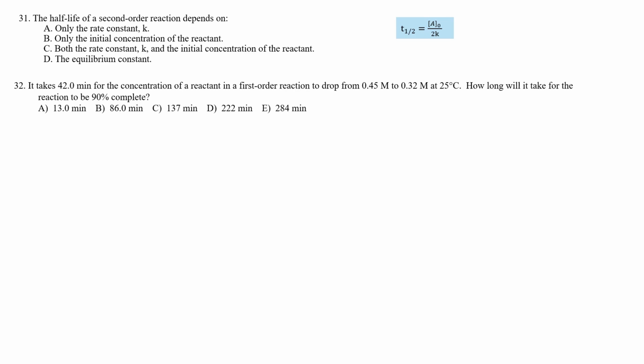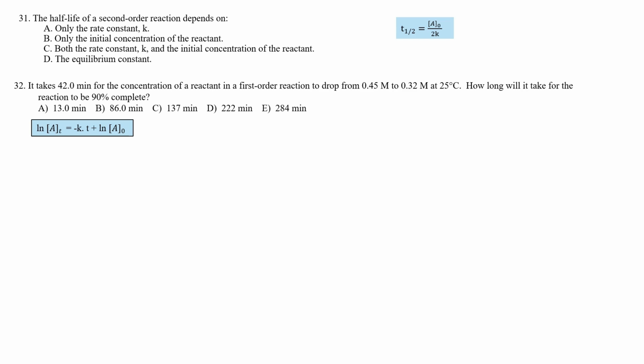Question 32. It takes 42 minutes for the concentration of reactant in a first order reaction to drop from 0.45 to 0.32 at 25 degrees Celsius. How long will it take for the reaction to be 90% complete? There are two steps here. First step is applying the first order rate equation. You need to calculate the rate constant first.